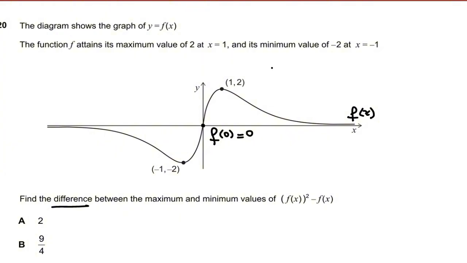When we plug in 1, we get 2. Therefore, f(1) is equal to 2. And since this is the maximum value of the function f, the derivative at 1 is 0. Here, since the function passes through -1 at -2, f(-1) is equal to -2. And since this is its minimum value, the derivative at -1 is also 0.